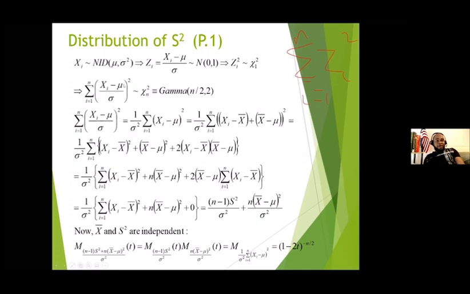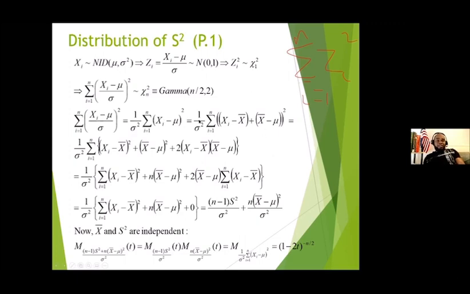I'm still working on that. So this is this, okay? Now, because I'm summing i from 1 to n, the sigma squared here is a constant and is going to come out. Then I'm left with the summation of xi minus mu, squared. Now, I introduce minus X bar and plus X bar, which will cancel out. So this is the same thing as this here.